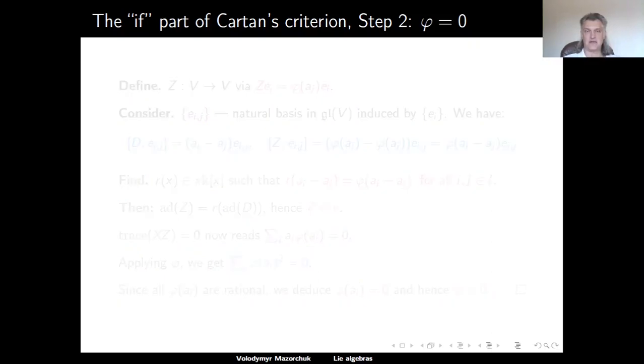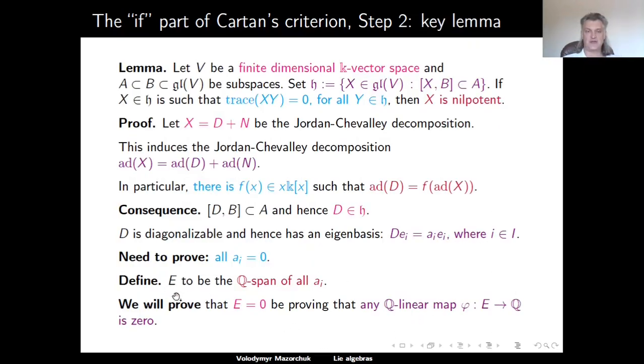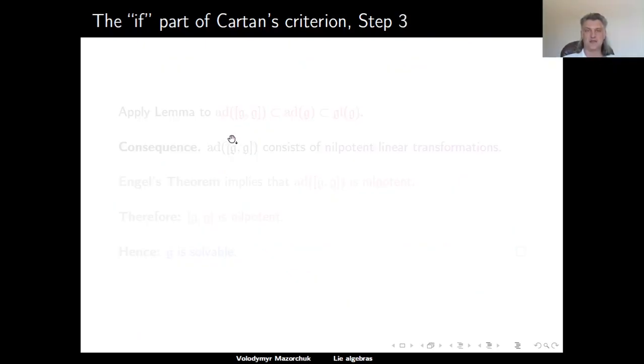And as we said last time, we had a vector space over Q, and we proved that any linear map from this vector space to Q is 0. This means that this is a 0 vector space. In particular, it means that all Ai's are zeros, which means that D is the 0 operator, and hence X is nilpotent. Now we can complete the proof of Cartan's criterion.